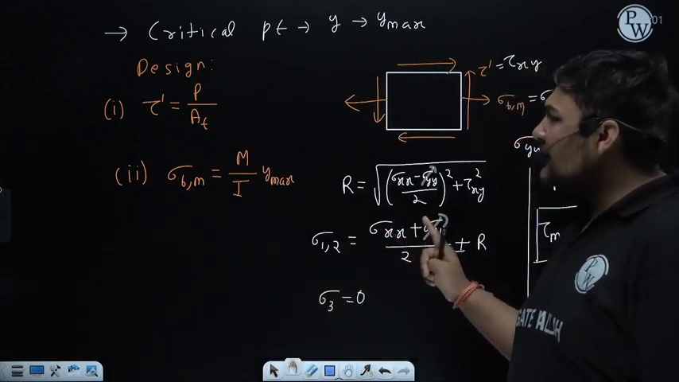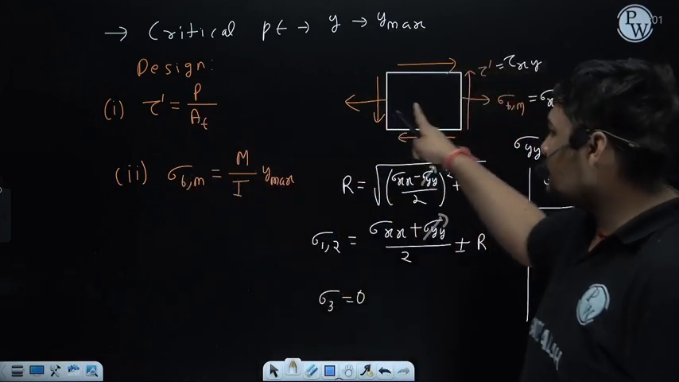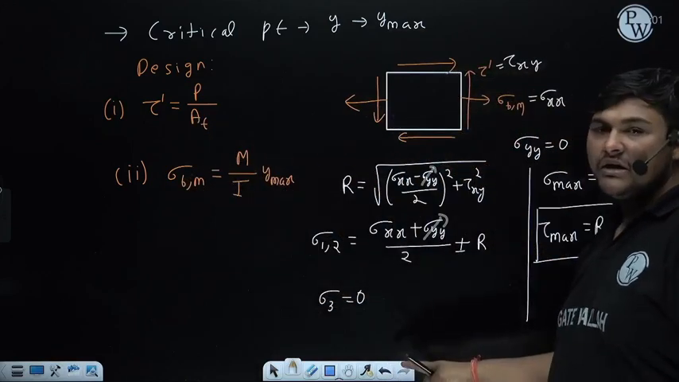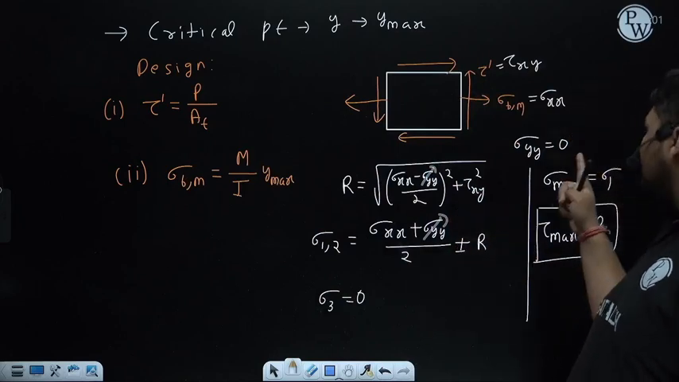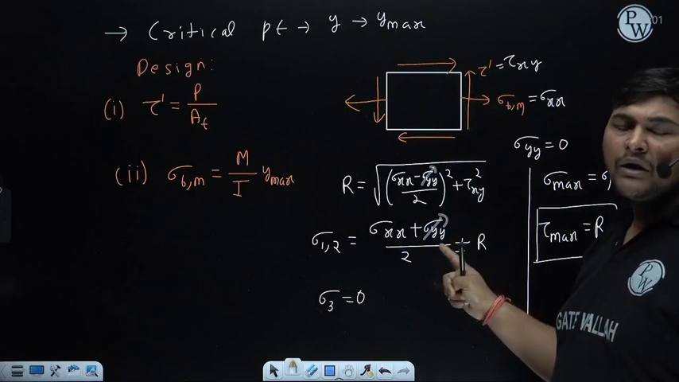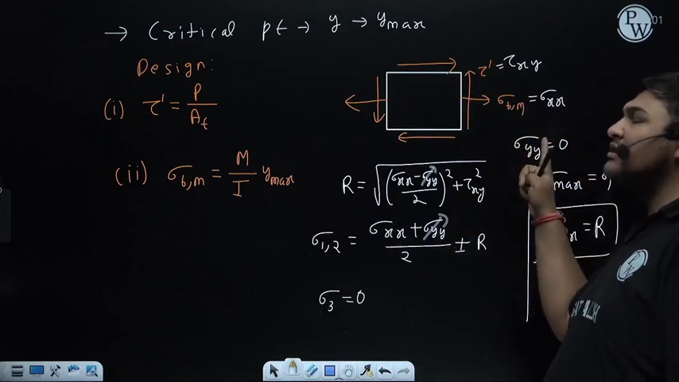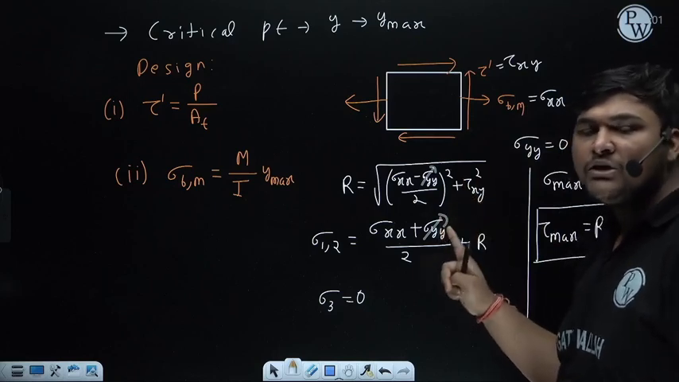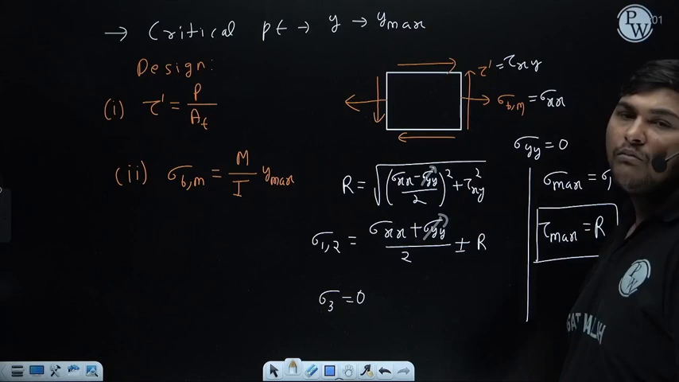Okay. The steps are: calculate tau dash, calculate the maximum bending stress, then draw this and calculate the principal stresses. If you want to calculate the overall maximum normal stress, that will be equal to sigma 1. If you want to calculate the overall maximum shear stress, whenever in a 2D stress condition out of sigma x and sigma y one term is 0, in that case you can remember that overall tau max will be equal to capital R, that is the radius of the Mohr circle.